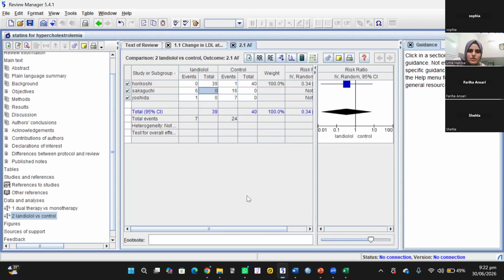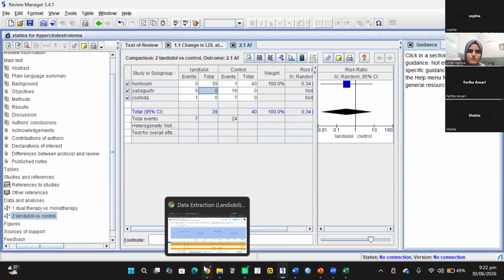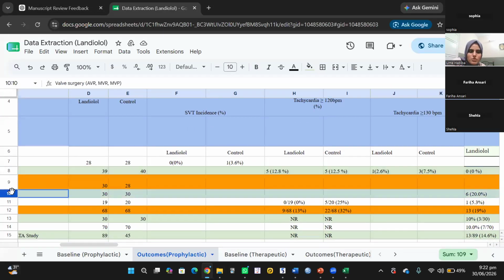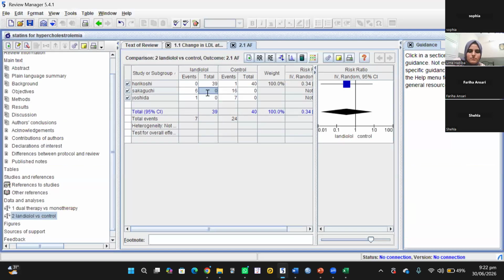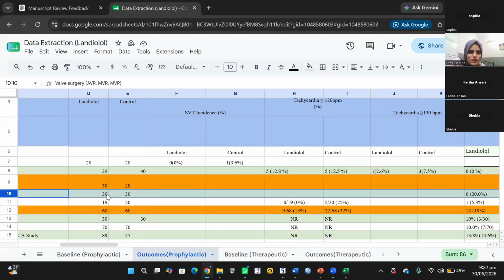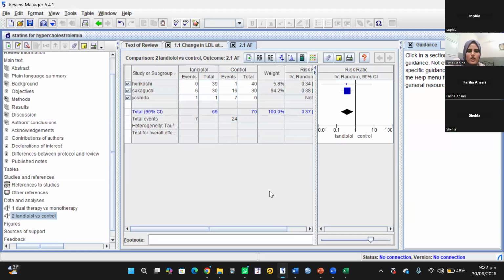Similarly, I can calculate for Sakaguchi as well, which was study number 10. Both of them have 30. Right? For Yoshida, I can see it is 19 and 20. 19, sorry, 19 here. 19 and 20. Right? So I fill in my table.